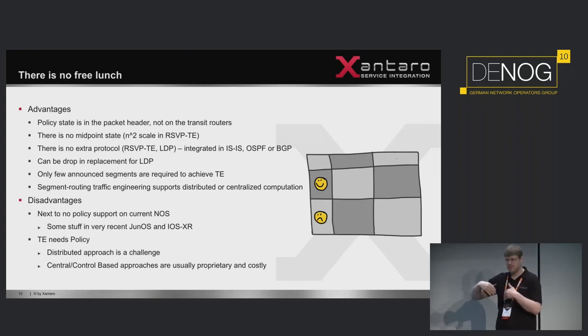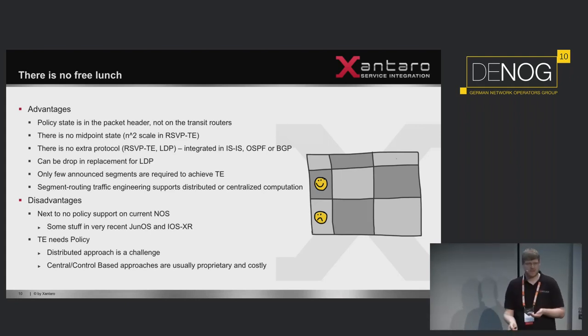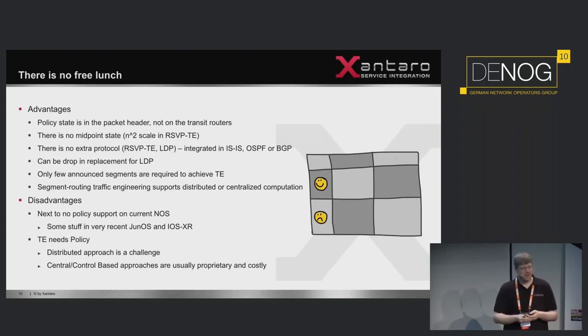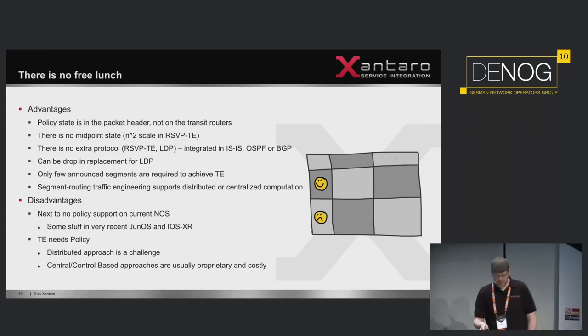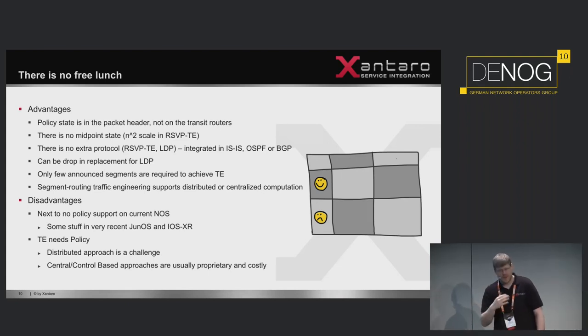Most of the proprietary ASICs can easily stack 6, 7, 8 labels. Some merchant silicon can only add 3 or 4 labels, but some of them can also do 5, 6, 7 labels. There is no midpoint state anymore as in RSVP. All of the boxes have to actually have state for the RSVP tunnels, so that's totally gone.